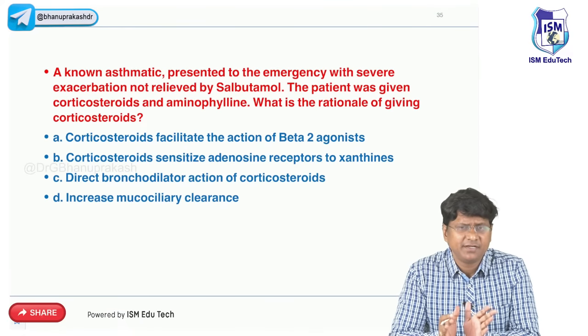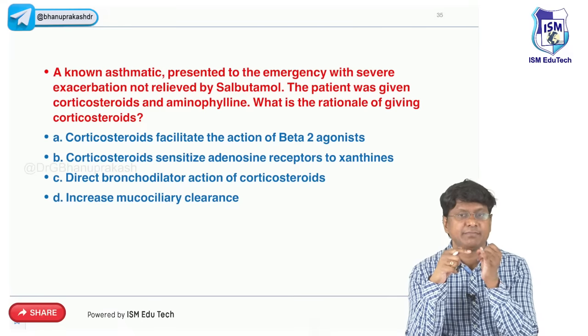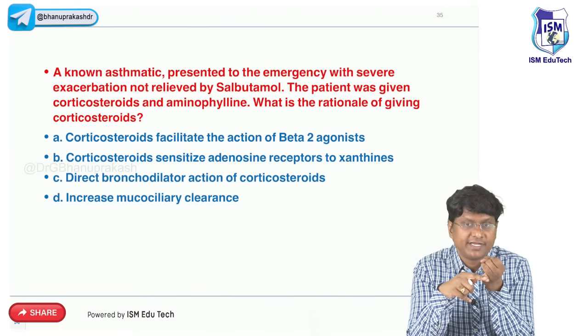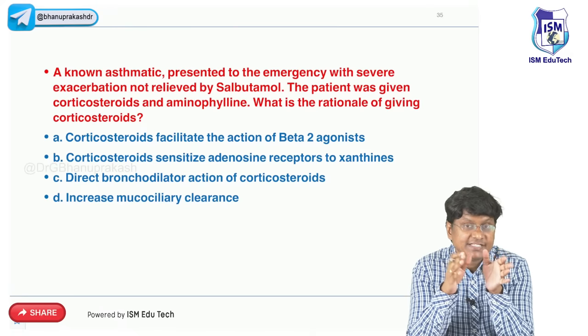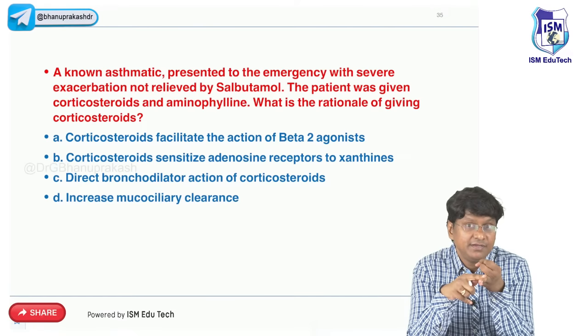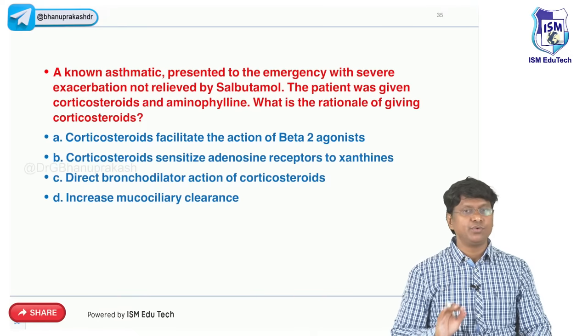So what will be the treatment? You need to give the stepwise approach. If it is mild asthma, you need to give a short-acting beta agonist. Then if it is mild persistent, along with the short-acting beta agonist, you also need to add inhaled steroids. Whereas in moderate persistent, you need to give inhaled steroids, theophylline, and then inhaled beta-2 agonist. Then in severe persistent asthma, you need to give oral steroids.